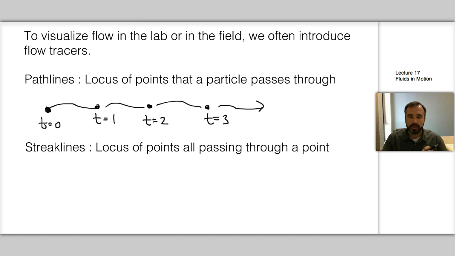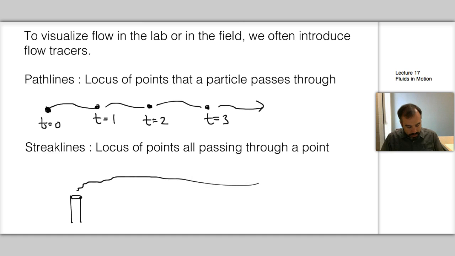Okay? Another way we can visualize flow is called a streak line. Streak lines are slightly different. They are the locus of points all passing through a point. And you've seen examples of this too. So if we consider, say, a smokestack, and there's some smoke coming out of it, like this, then all these particles define a streak line, because all of those particles have at some point passed through this point here as they come out of the smokestack. And so we have a streak line there.